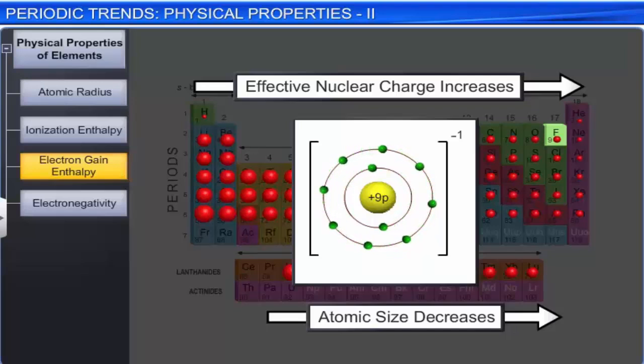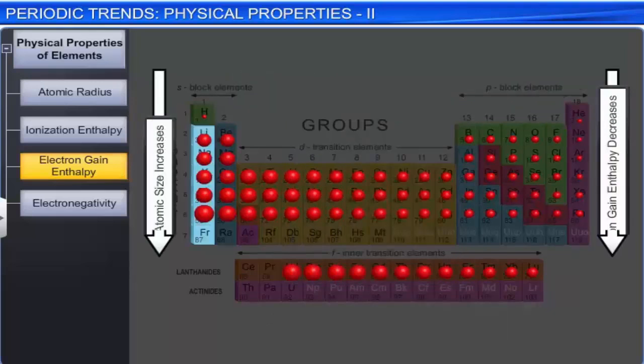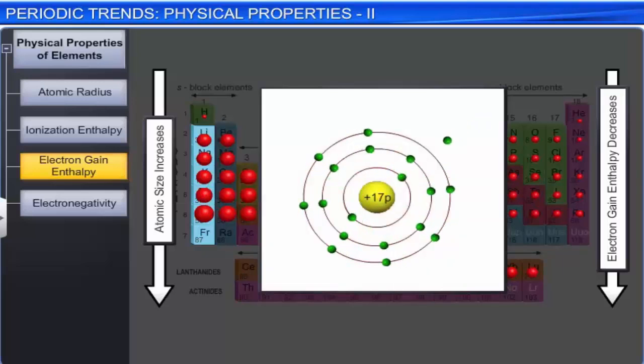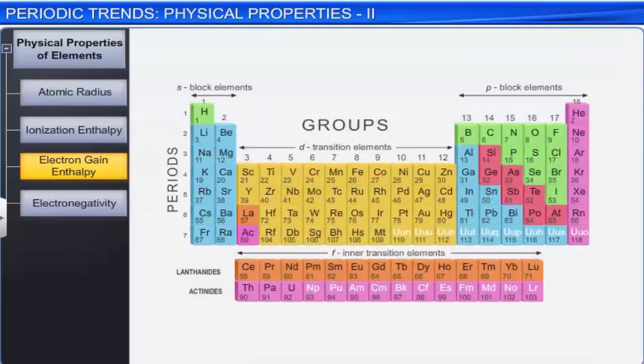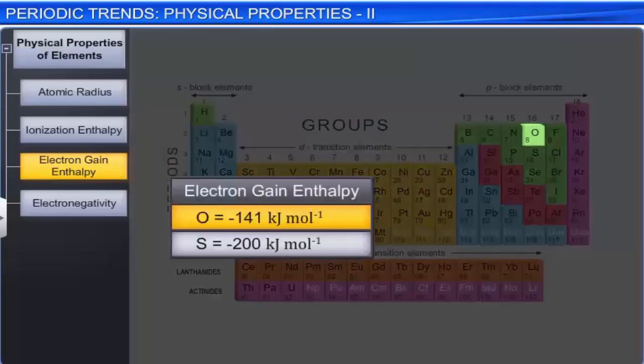The electron gain enthalpy decreases down a group because of the increase in the size of the atom, and also the added electron would be further away from the nucleus. However, there are exceptions to this rule. For example, the electron gain enthalpy of oxygen is less negative than that of the succeeding element sulfur, and the electron gain enthalpy of fluorine is less negative than that of the succeeding element chlorine.